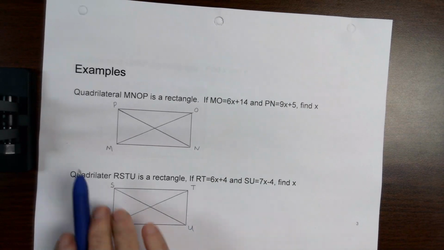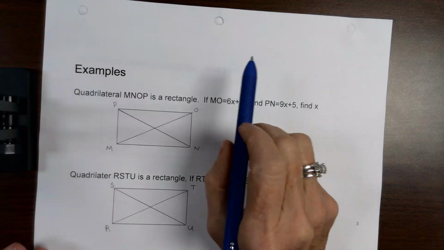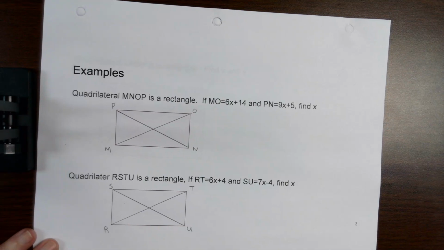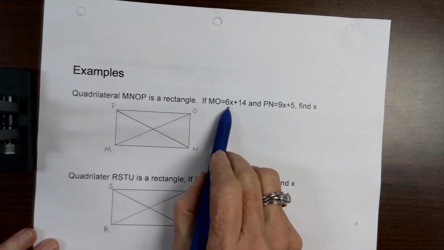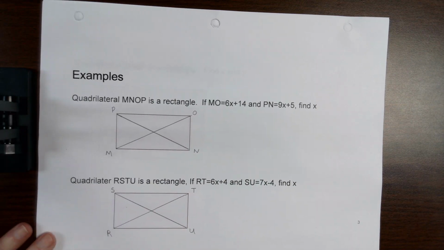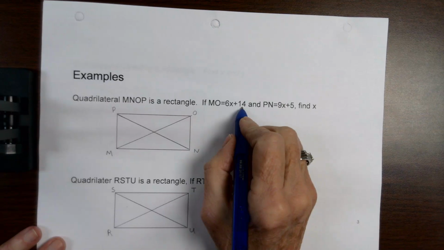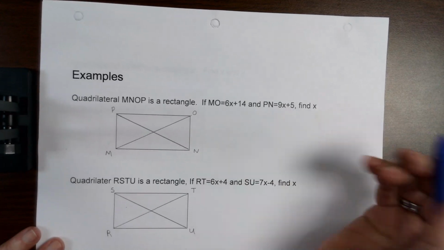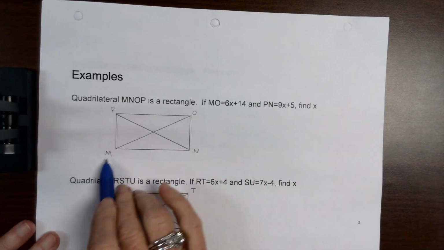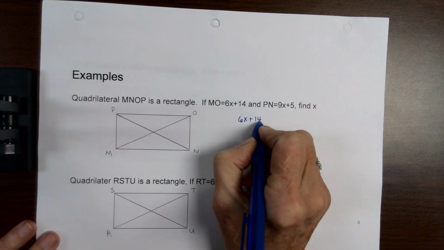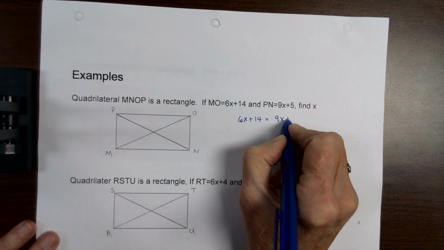So here's some examples. I have a quadrilateral. It tells me that this is a rectangle. So therefore it has all those characteristics. So MO is a diagonal and PN is a diagonal. And remember, if it's a rectangle, diagonals have to be equal to each other. It tells me that MO is equal to 6x plus 14. PN is equal to 9x plus 5. So let's find x. Well, in a rectangle, diagonals are equal. So 6x plus 14 is equal to 9x plus 5.